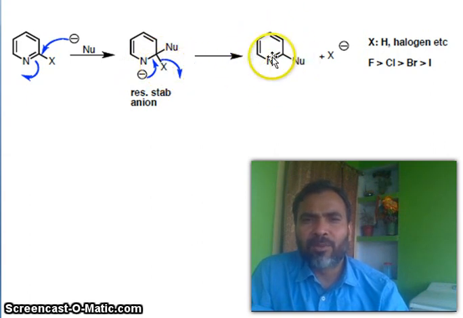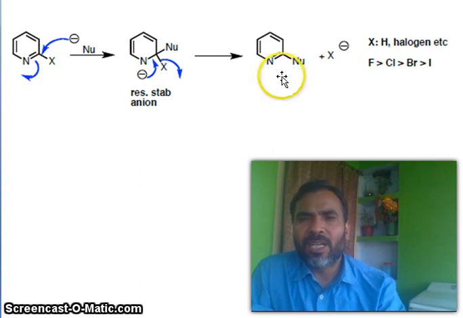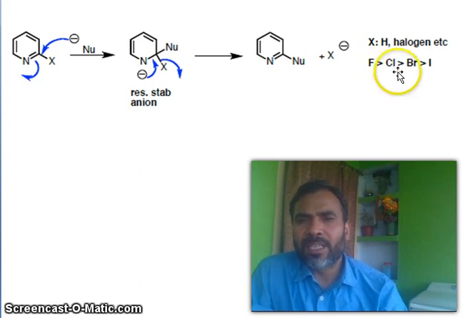You will get such type of products. We know very well that in pyridine nucleophilic substitution, you know the one reaction, the Chichibabin reaction. So what is the approach? This one means fluorine greater than Cl greater than Br. This is the order.